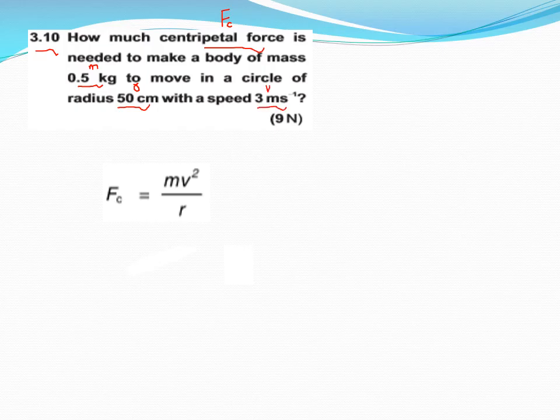Speed is v. Here you have to just make this r equal, this is 50 centimeter, and we are to convert this centimeter into meter, where c is the prefix, which is 10 to the power minus 2. Means we are to divide 50 divided by 100, and what we get out of it? 50 divided by 100, 0.5 meter. Now we are having the formula for centripetal force.